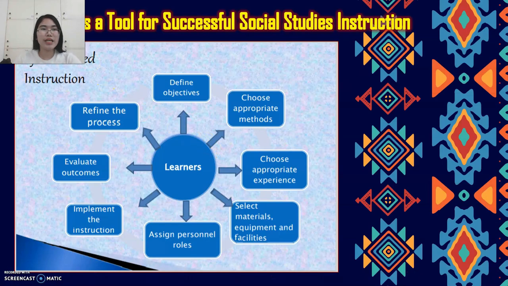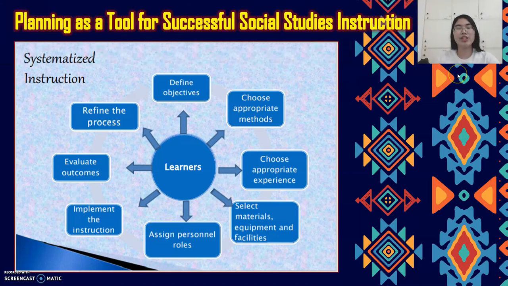Now, in planning as a tool for successful social studies instruction, when teaching social studies we need to follow a process. Meaning to say, there is a systematized instruction. First, we define objectives. In social studies, we lay down the cognitive, affective, as well as psychomotor domains of the lesson. Next, we choose appropriate methods: the methodologies, approaches, strategies, as well as techniques in a specific lesson.